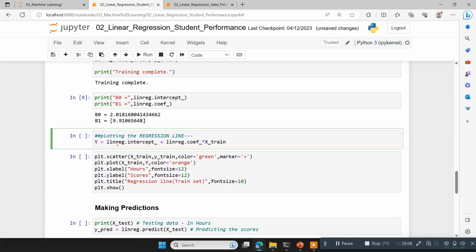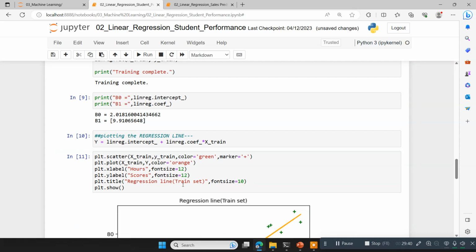So y equals linear regression dot beta 0, this coefficient, multiplied by X train. Then we are also plotting this using a scatter plot, X train, Y train, color is green, marker is plus, and also plotting X train. The x-axis label is hours, the y-axis label is scores, specifying the font size for both. This is the title, font size for title is 10, showing the graph.